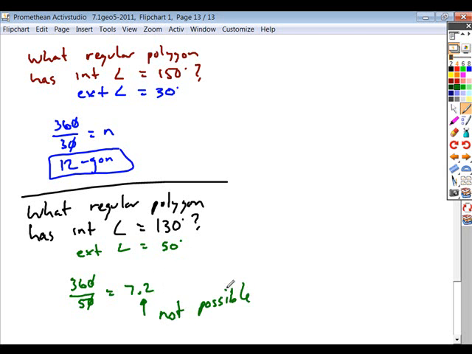There is no regular polygon whose interior angle is equal to 130. Okay, so that's a potential answer for any of these problems that you do. From the 7.2 work, if it doesn't fit the calculation, it's not possible.